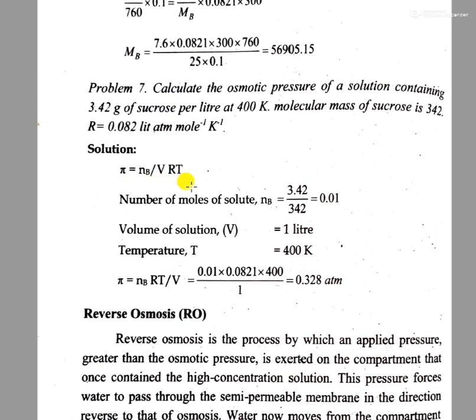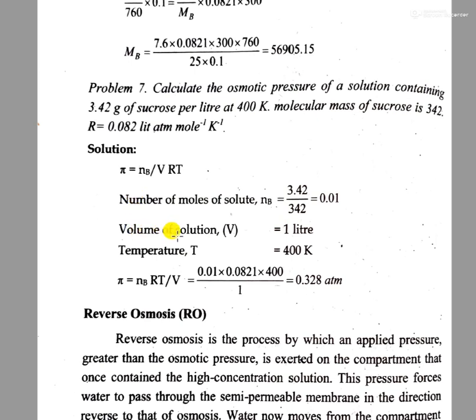So you have to write down the formula. Pi is equal to nB divided by V, times RT. Then the number of moles of solute, that is nB, is equal to the weight of solute divided by the molar mass of solute. Here the weight of solute, that is sucrose, is given as 3.42 grams per liter. This is the weight WB, divided by the molar mass of sucrose, that is 342. So the number of moles of solute nB is equal to 0.01.